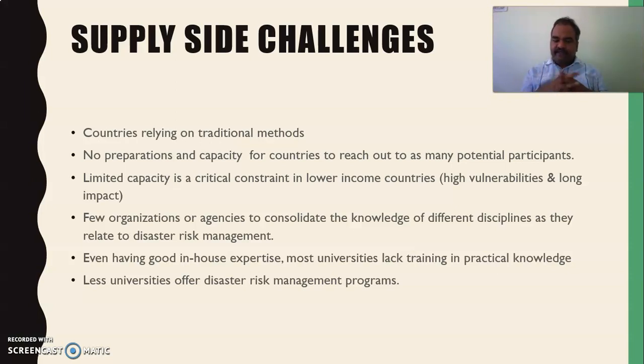And for the countries which do have a lower income, the limited capacity is the biggest problem. They can't spend too much money. They don't have the proper knowledge of how to develop. So these are the biggest problems from the supply side.